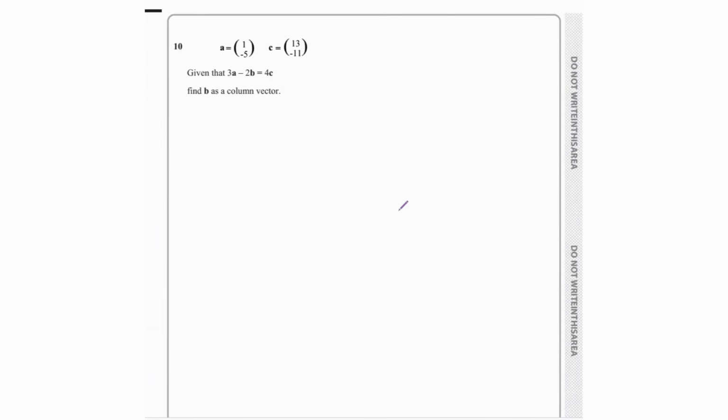Then we have a question on vectors. Vector A is (1, -5), and vector C is (13, -11). Given that 3A minus 2B equals 4C, you have to find B as a column vector. So very simple, you create your equation. First going to multiply (1, -5) with 3, and (13, -11) with 4. That's (3, -15), and that's going to be (52, -44).